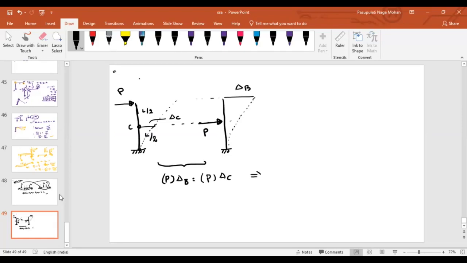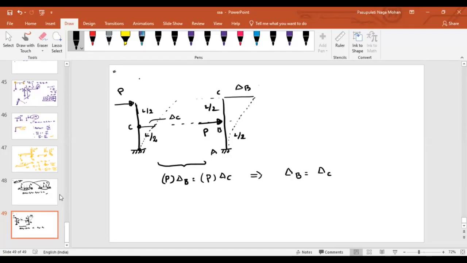If PP gets cancelled, then what can I say? I can say that delta B is equal to delta C. Can I say it? Yes, sir. Now, I'm telling you that this is L by 2, this is L by 2, A, B, C.